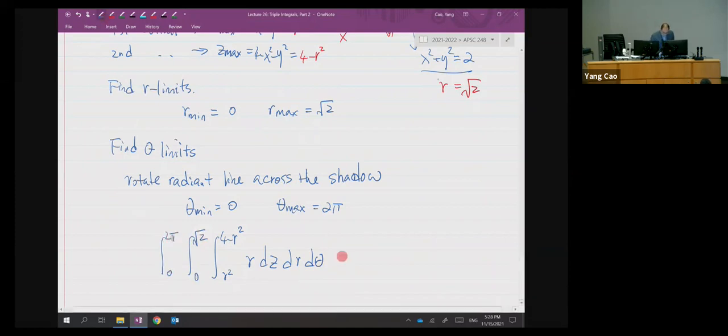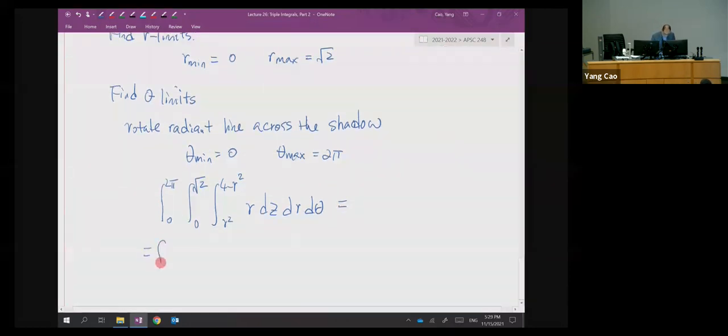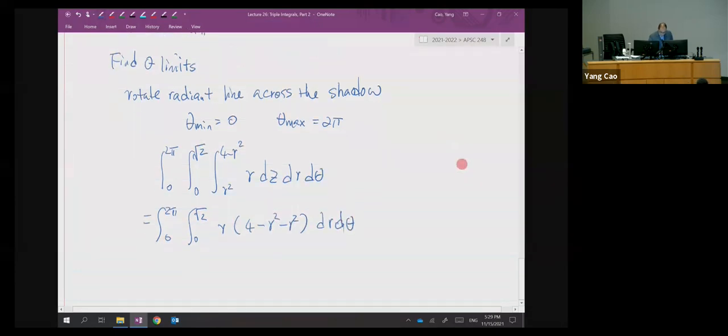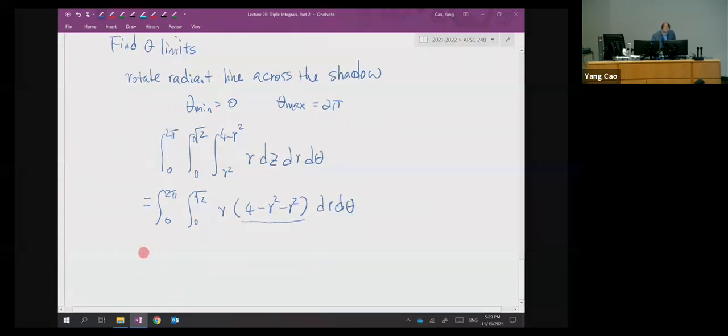Now this is a very simple integral to deal with, much simpler than the one we demonstrated in Cartesian coordinates. So let's just do one more step here. For the dz integral, you get r times 4 minus r squared minus r squared, then dr d theta. The result of this first integral with respect to z gives you this. And you have an r, don't forget the r there, that's the original r.